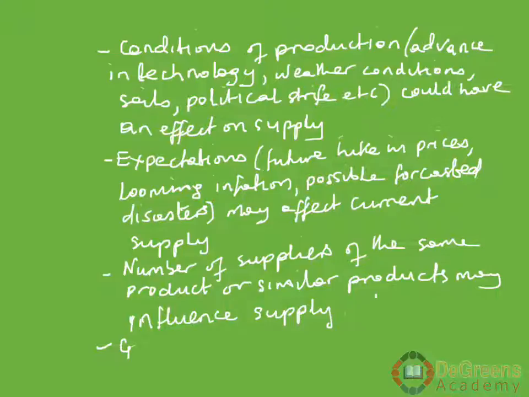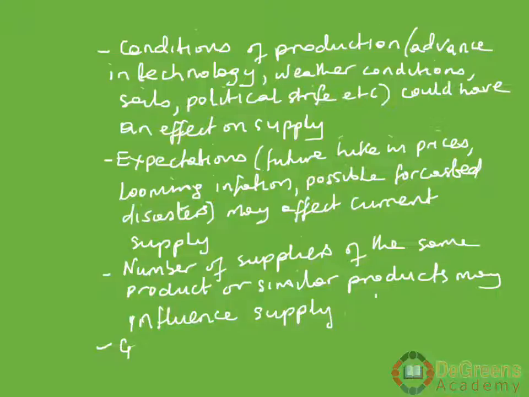If we are expecting a future hike in prices, we might decide to reduce supply and keep our goods to sell them when the prices will go up. You understand? But if we think that inflation is looming, we might decide to lower our price or increase our price. It all depends. Possible forecasted disasters. If we see that there is a disaster that has been forecasted, we might decide to sell off our things even at a lower rate, so that before the disaster comes, we have sold off everything.